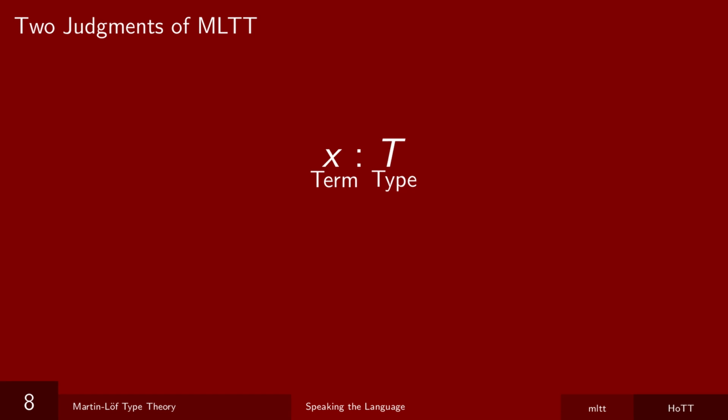The second kind of judgment we'll introduce is that of judgmental equality of terms. If I have two terms, x and x prime, which are both of the same type t, then one thing I can express in MLTT is the equality of x and x prime, which we'll write like this. This judgment asserts that x and x prime are actually the same term.